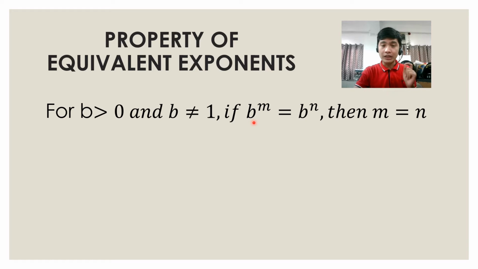The only important thing na kailangan natin bantayan dito, kailangan po maging same base sila so that maibababa natin yung kanilang exponent. So, ito pong property na ito ay ating gagamitin sa ating mga examples later on. So, yan po yung property of equivalent exponents.